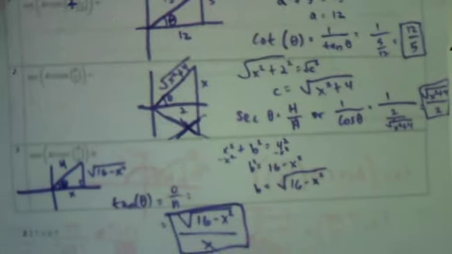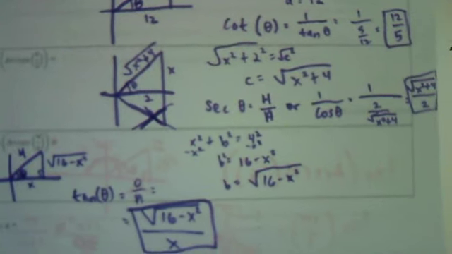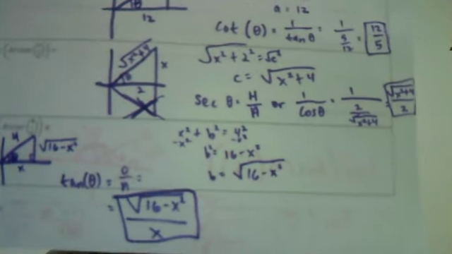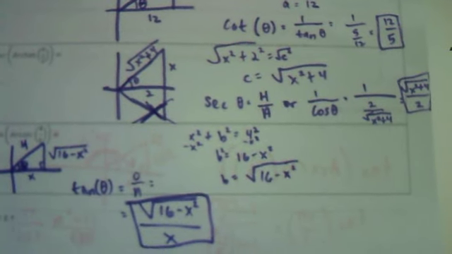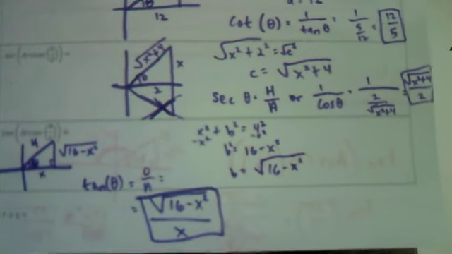And the last problem you guys should be able to do based on the previous two problems, and we were able to come up with the square root of 16 minus x squared divided by x. If you have any questions on these problems, definitely feel free to reach out to me.